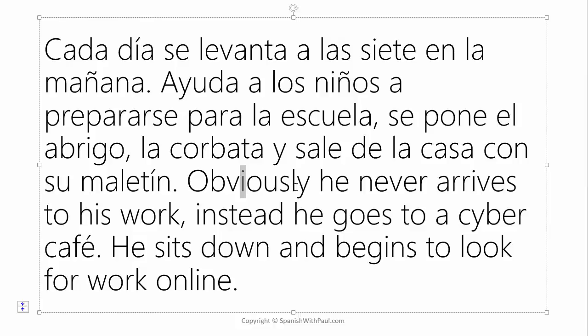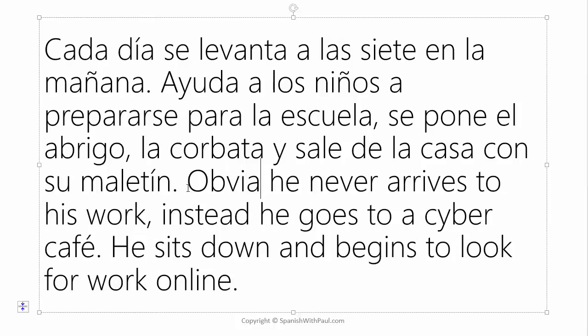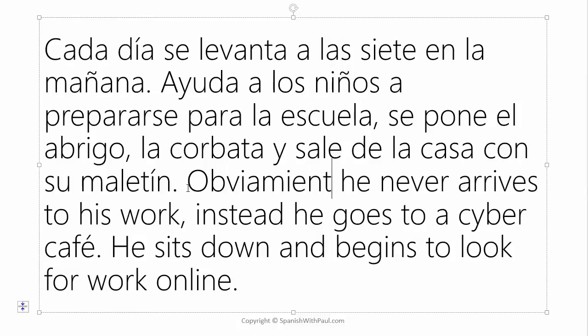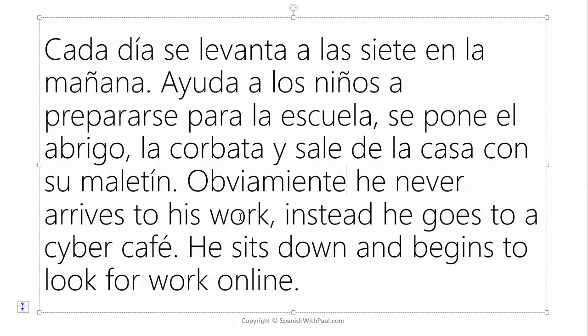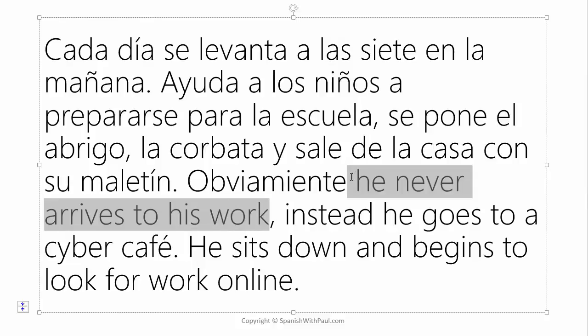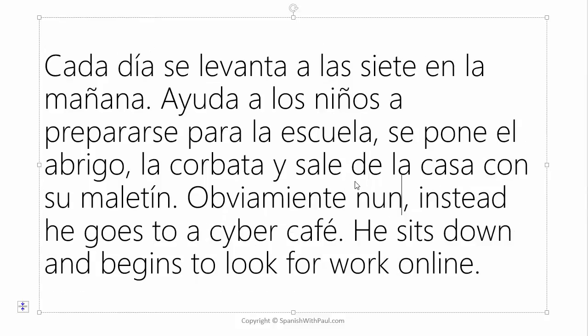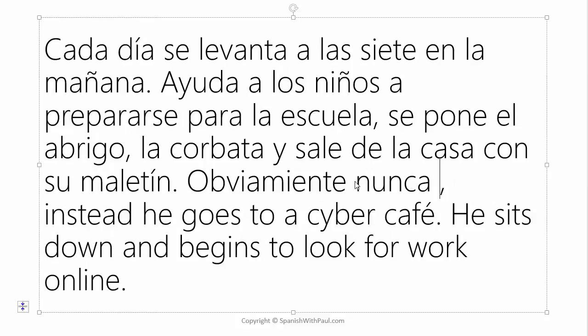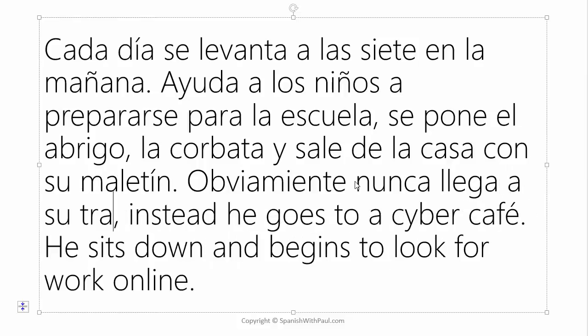Now the word for obviously is obviamente. So we have obviamente, obviously, he never arrives to his work. So, nunca. The verb to arrive is llegar. So we have llega. He never arrives. Obviamente, nunca llega a su trabajo.